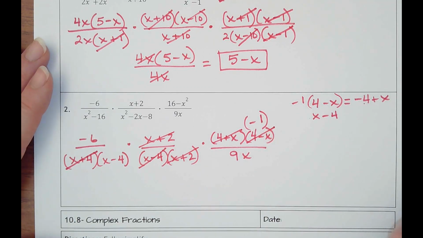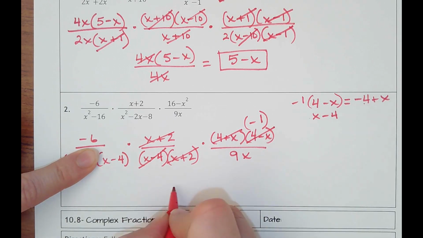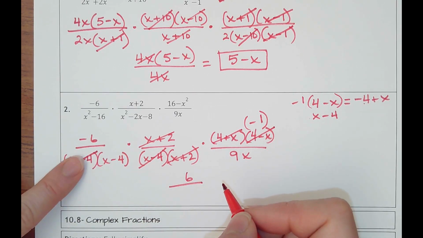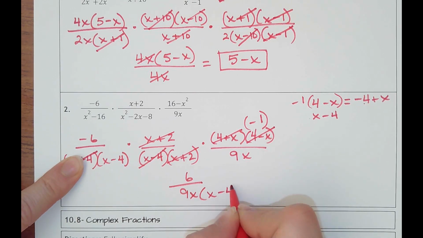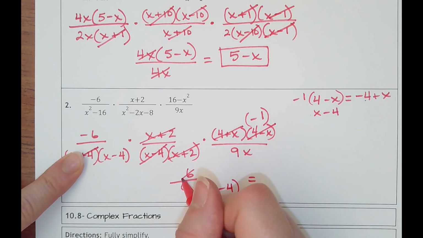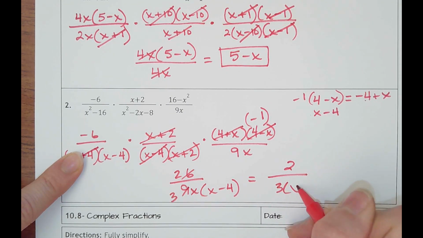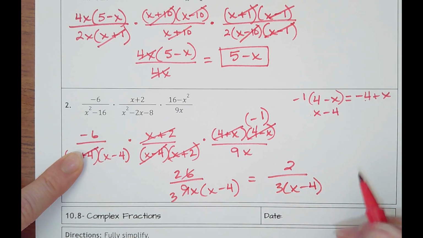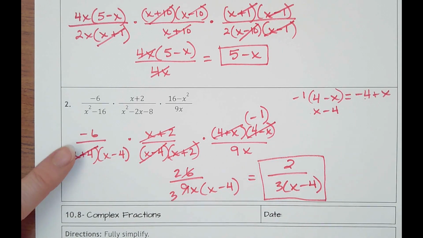Okay, so on the top, all I have left is negative 6 times negative 1, that's 6, over 9x times x minus 4. And so I can reduce my 6/9. I'm going to divide out a 3. That'd be 2/3. So 2 all over 3 times x minus 4 would be your answer. And again, you could distribute the 3 if you wanted to.